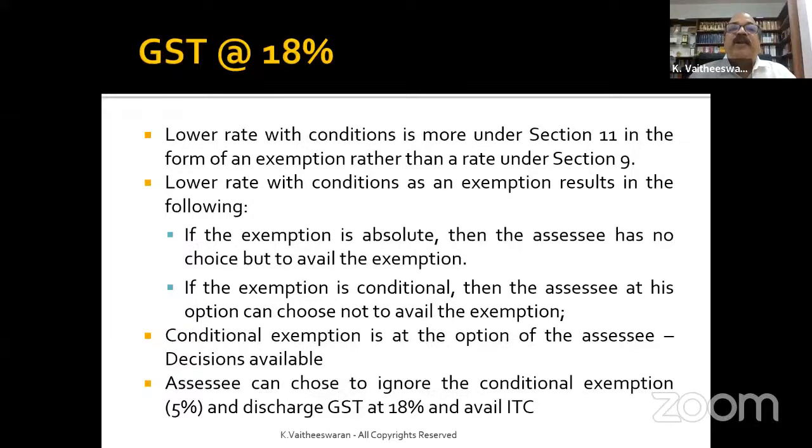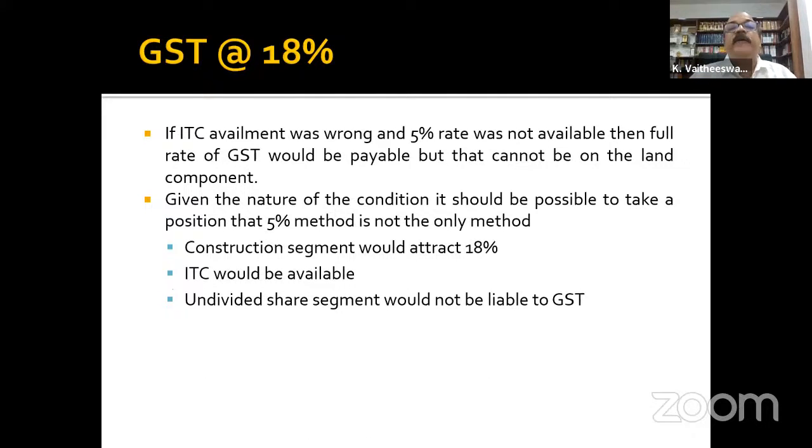So 5% is the effective rate, a lower rate flowing from section 11 with conditions, and the conditions are that you cannot avail ITC, etc. And the law is very clear, it's well settled that if an exemption is absolute, you have to follow the exemption. If the exemption is conditional, you have the option not to avail the exemption. Therefore, once it's a conditional exemption saying that this lower rate is subject to ABC conditions, by not following those conditions, the rate automatically goes up to the higher rate. So one can choose to interpret on this angle and take a position that GST at 18% is possible with ITC as an eligibility.